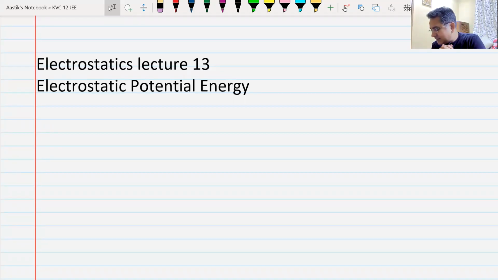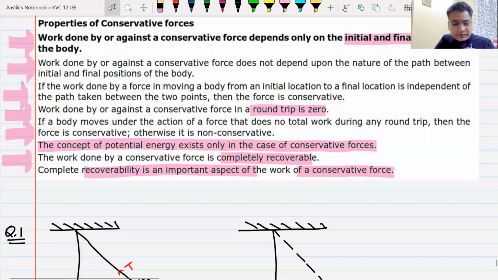Good evening, everyone. This is lecture number 13 in electrostatics, and we are on to electrostatic potential energy. In the previous class, we had seen what is potential energy, how we can find out the change in electrostatic potential energy. We had seen what was a conservative force, and we had seen how this potential energy comes from a conservative force.